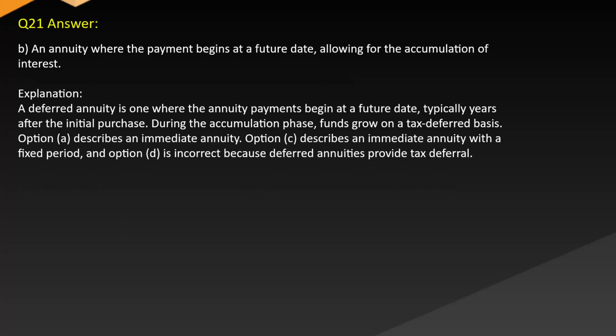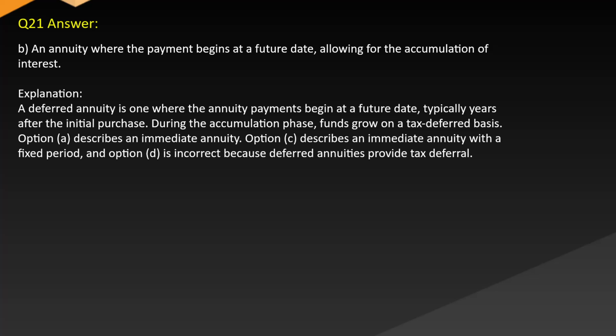Answer B. An annuity where the payment begins at a future date, allowing for the accumulation of interest. Explanation. A deferred annuity is one where the annuity payments begin at a future date, typically years after the initial purchase. During the accumulation phase, funds grow on a tax-deferred basis.